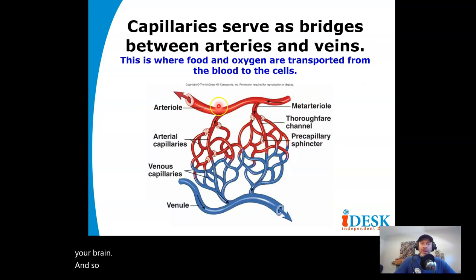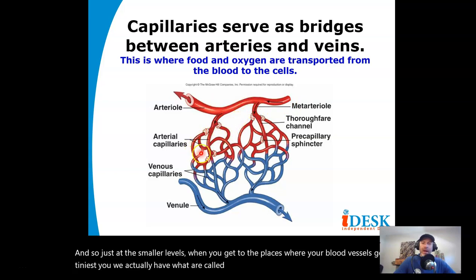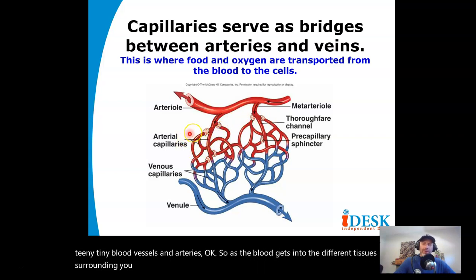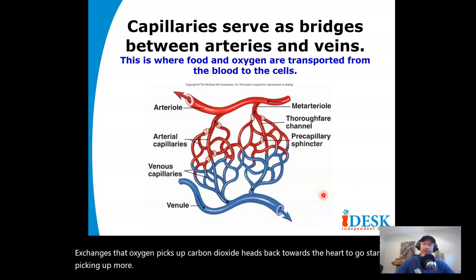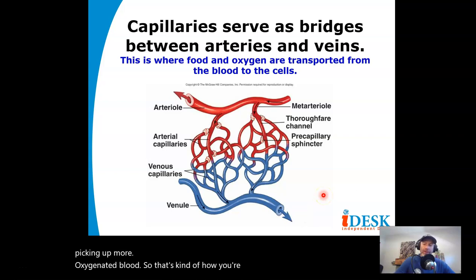And just at the smaller levels, when you get to the places where your blood vessels get the tiniest, we have what are called capillaries. Capillaries are basically teeny, tiny blood vessels. As the blood gets into the different tissues surrounding, muscles and fats and bones and things like that, your blood dumps off the oxygen, exchanges that oxygen, picks up carbon dioxide, and heads back towards the heart to start picking up more oxygenated blood. So that's how your cardiovascular system works.